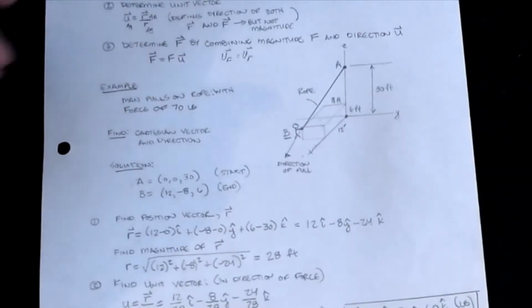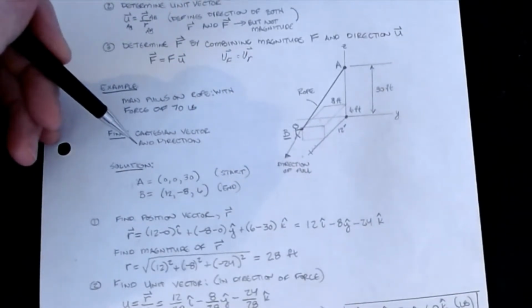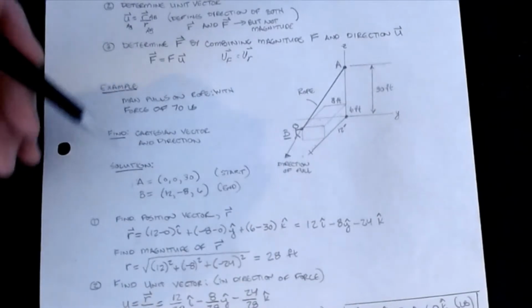Okay, and so what we want to do is create the Cartesian vector and calculate the directions that come out of that. All right, so let's go through and look at it.